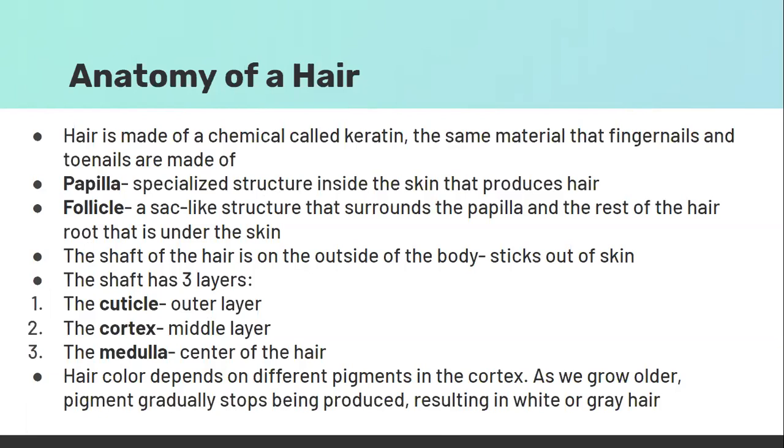Hair color depends on different pigments in the cortex, which is the middle layer. As people grow older, the pigment stops being produced, and this results in white or gray hair. That's why you see old people and they lose the color of their hair most of the time.